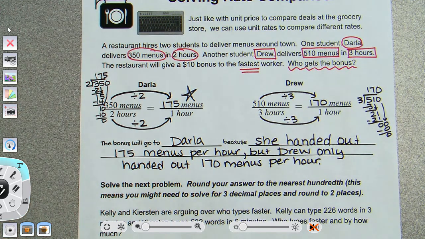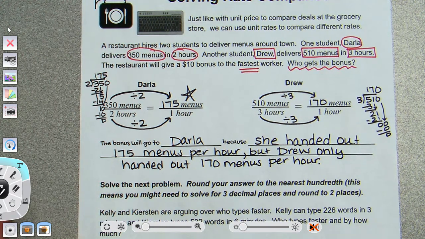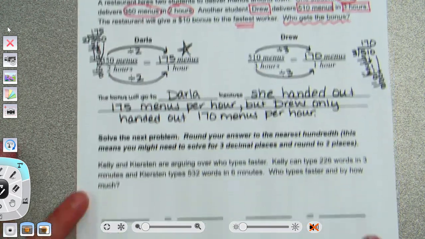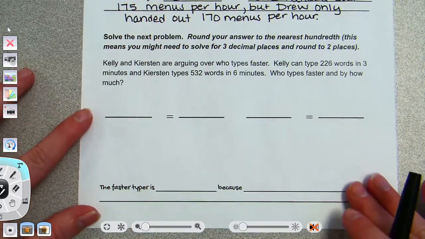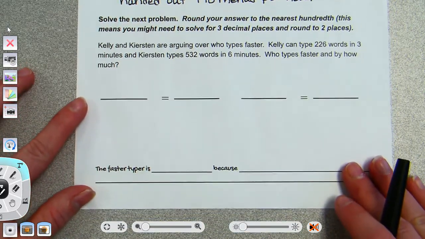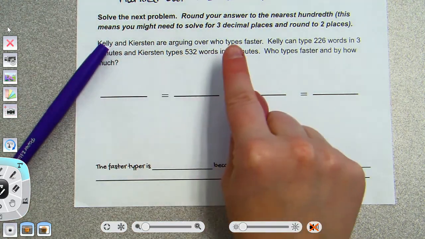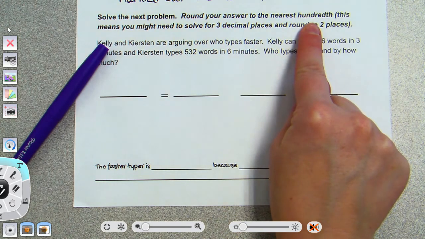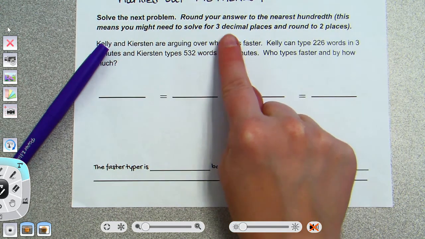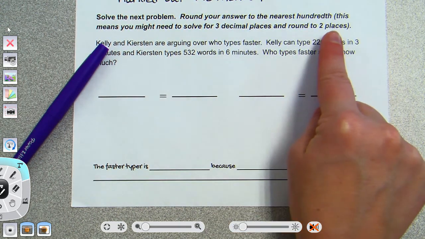Okay. Let's try this same concept again using a new problem. So if you need to pause and copy this down, feel free to do that. Okay, this tells us to solve the next problem. I'm going to get my purple ready. Round your answer to the nearest hundredth. This means you need to solve for 3 decimal places and round to 2 places.